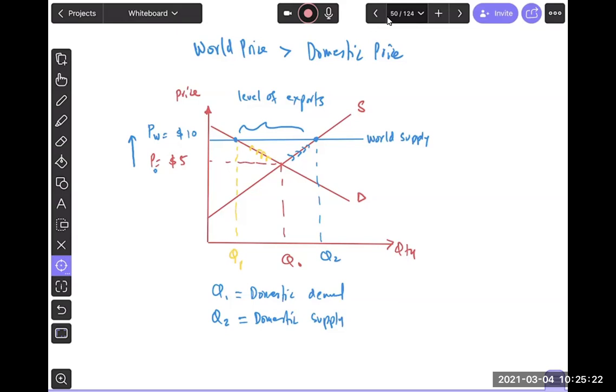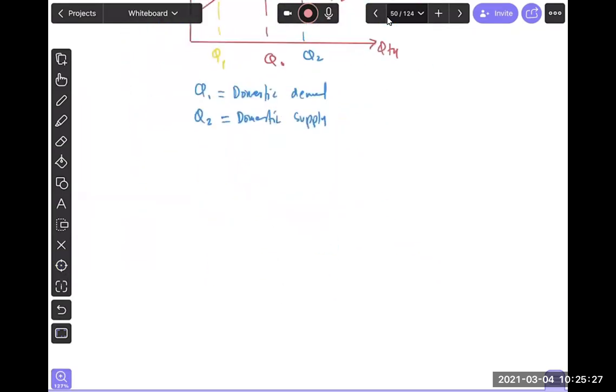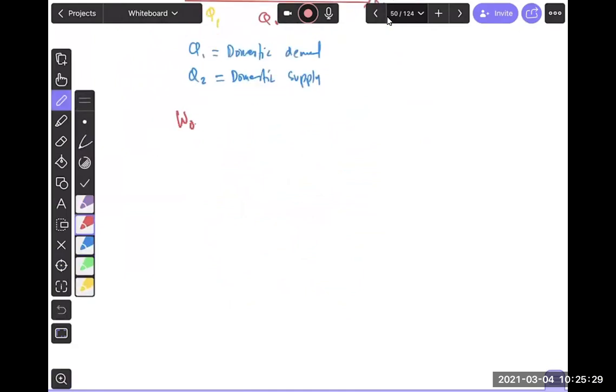Make sense? So now let's look at the other case. What if the world price is less than the domestic price?